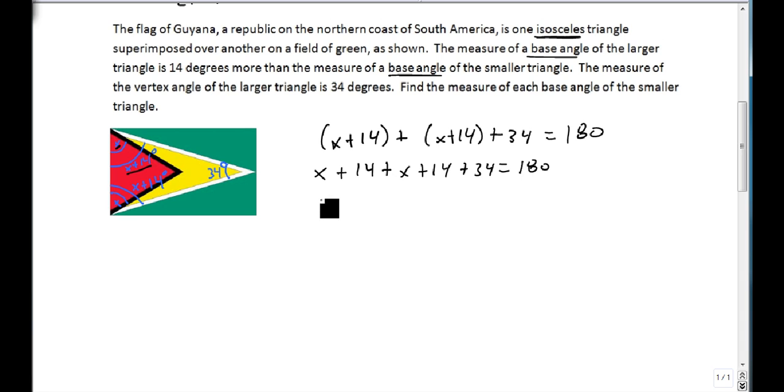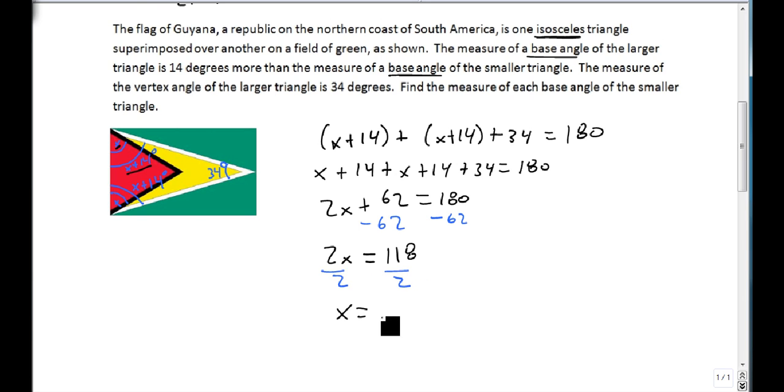So now we combine. x plus x is 2x. 14 plus 34 is 48, plus 14 is 62. Equals 180. Let's subtract 62 from both sides. So 2x equals 118. Divide by 2. We get x is 59. So we now know that our smaller one has a 59 and a 59, which answers the question.